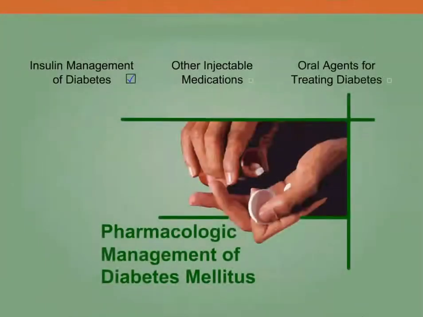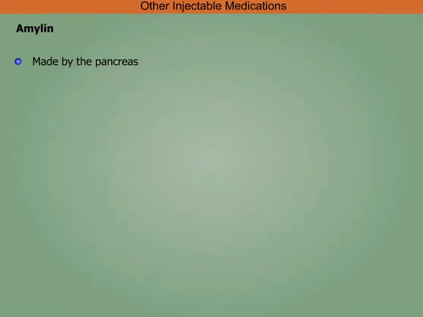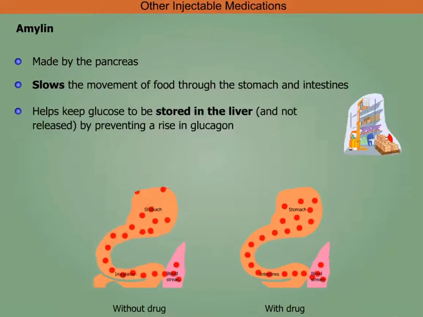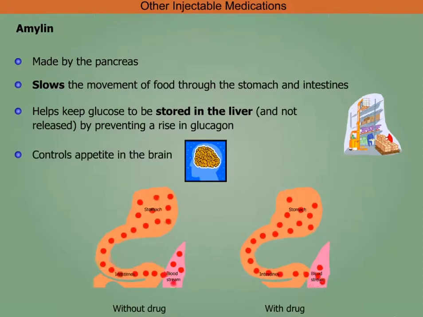Other injectable medications. In this activity, you will examine drugs used to control glucose that are given by injection, but are not insulin. These mimic hormones or synthetic forms of hormones found in your body. These hormones work with insulin to control your blood sugar. Let's look at each hormone to learn its role in glucose control. Amylin, made by the pancreas, slows the movement of food through the stomach and intestines, helps keep glucose to be stored in the liver by preventing a rise in glucagon, and controls appetite in the brain.